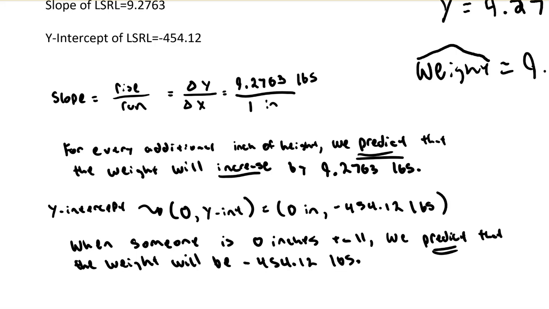Now, you're probably saying, Mr. Melo, somebody can't be 0 inches tall and they can't have negative weight. And you are absolutely right. So unlike the slope, which is going to make sense always, or should make sense, the y-intercept does not always make sense within the context of your situation. Sometimes it will, sometimes it won't. It will be up to you to distinguish when it makes sense and when it does not. It does not make sense in this case.